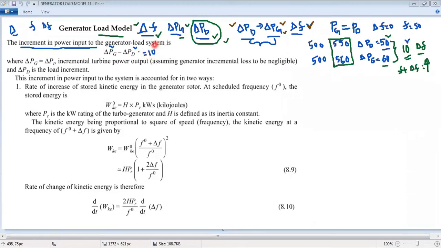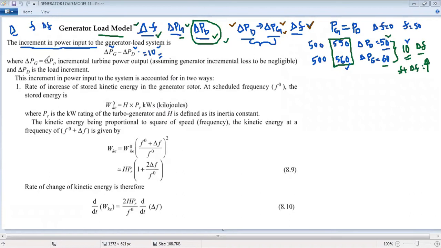We do not require this 10 megawatt. Actually we want only 550 megawatt, but we have generated 560 megawatt, so this 10 megawatt extra is available at the bus bar. Now where does it go? That is the problem we need to discuss here: where this 10 megawatt will go, and what will happen to it in the system.